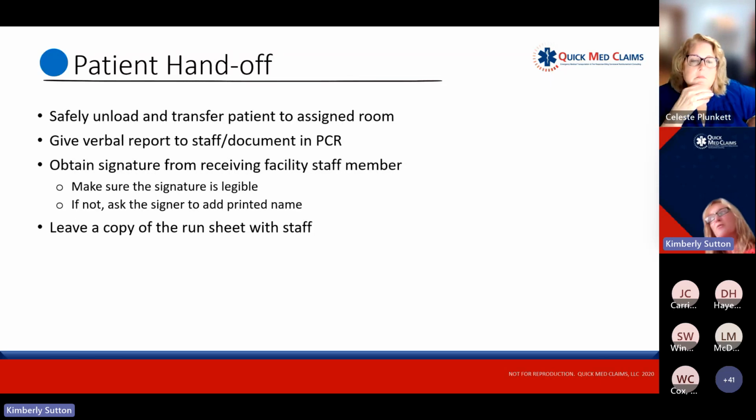Obtain your signatures from the receiving facility staff member, and please ensure that that signature is legible. If not, ask the signer to add a little printed name under there. We do see some areas where it's very challenging to read it, so just be mindful of that. And you can also leave a copy of that information with the staff.